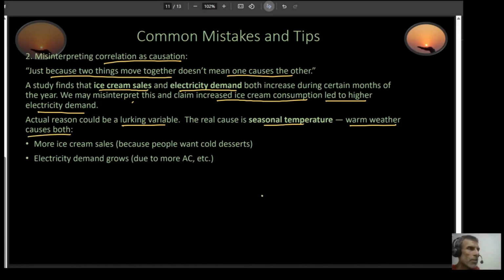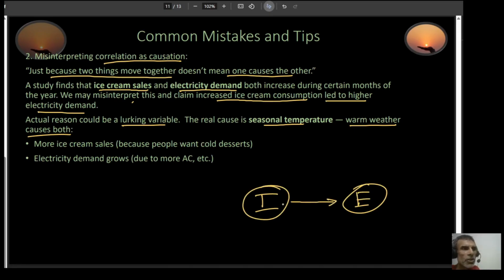So you have ice cream, let's say this is my I variable, and this is my electricity demand, my E. Now, we may think that because I goes up, electricity is going up, that means there is a direct relationship between ice cream and electricity. But it is not. Basically, what's happening is that you have warm weather right there.